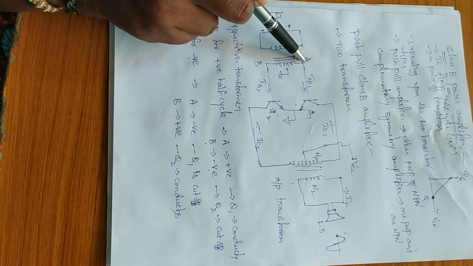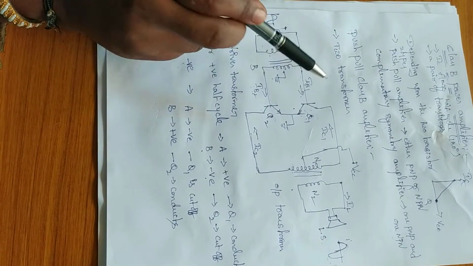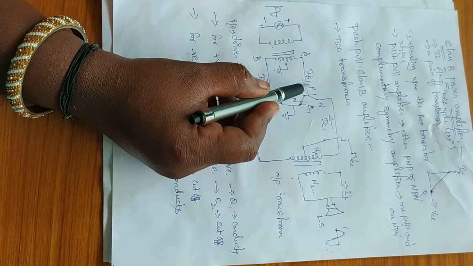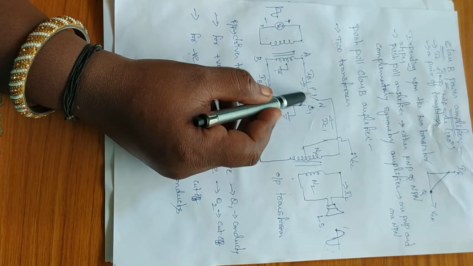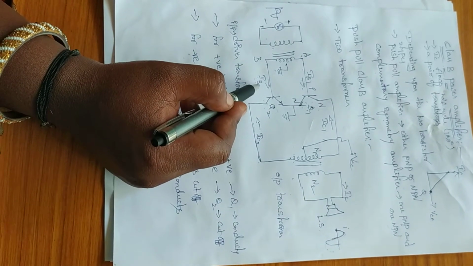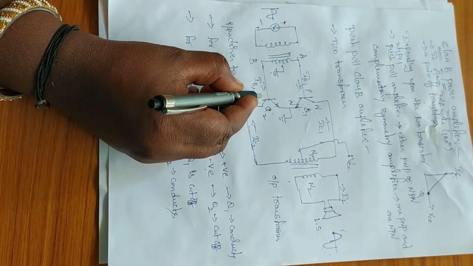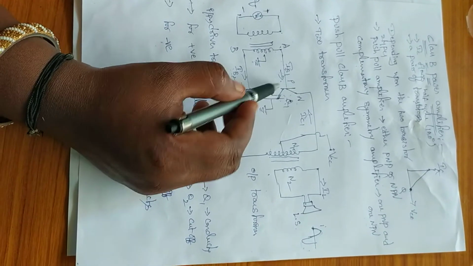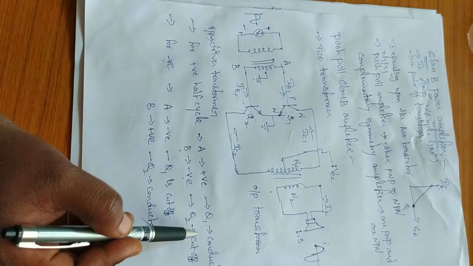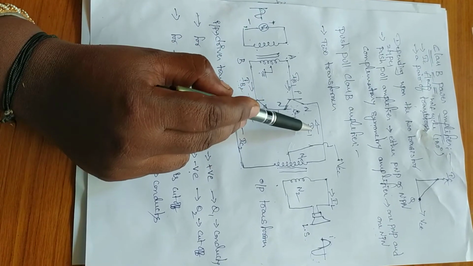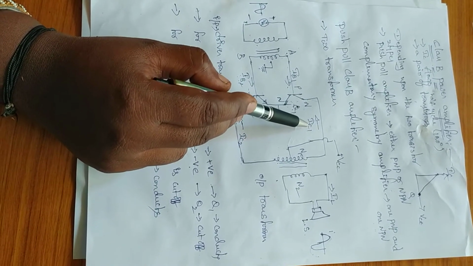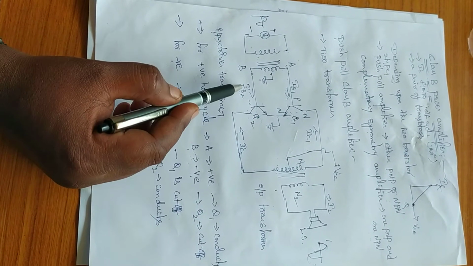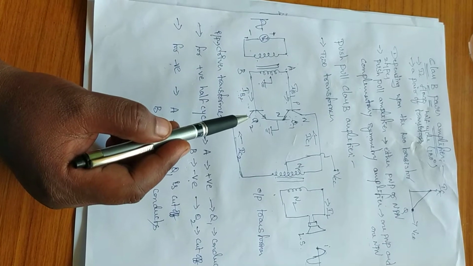For positive half cycle of the input, point A is positive, point B is negative. At point A positive, Q1 conducts, because here we are using NPN transistors. For positive half cycle, IB1 is positive, so Q1 conducts. Here IB2 is negative, so Q2 does not conduct. For Q1 conducts, IB1 flows. For IB1 flows, then IC1 flows. Q2 is in cutoff state, so IB2 is equal to 0.